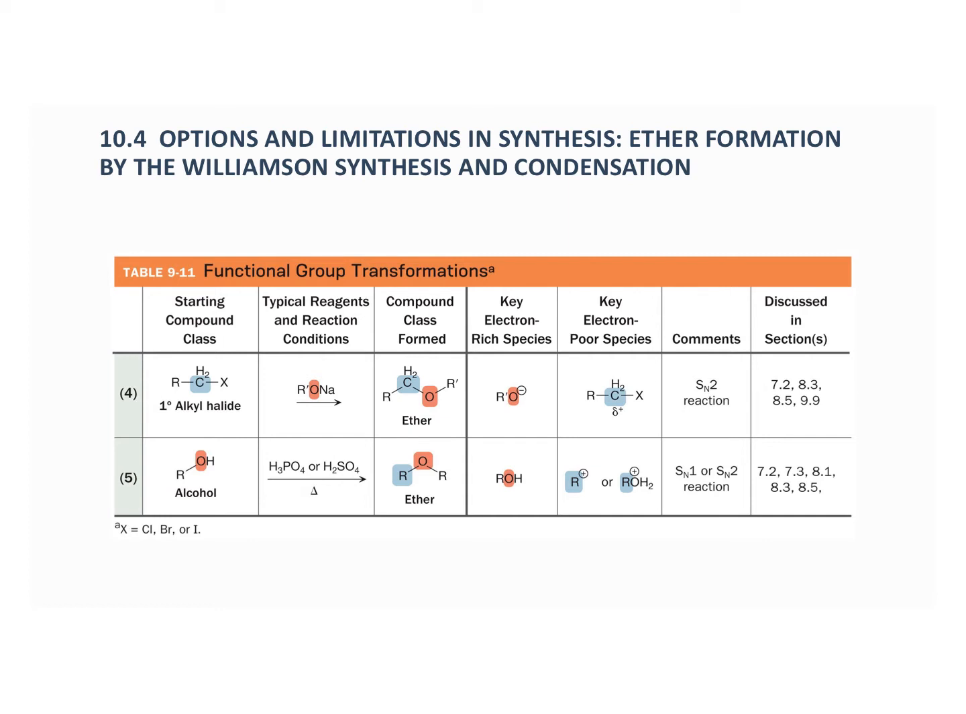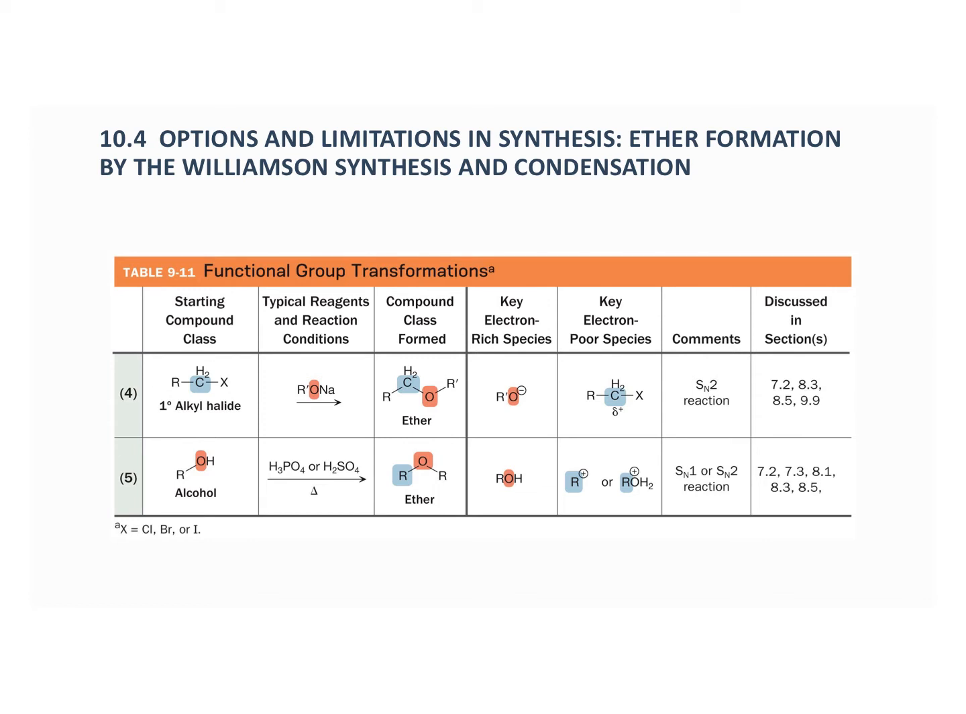So, for example, we've really only learned 2 reactions in Chapter 9 that produce an ether. And so these sections are talking about how can we produce ethers. We've learned 2 reactions. These are entries 4 and 5 in Table 9-11, which is also Figure 10.3. And so when we decide to synthesize an ether here, we have to ask ourselves which reaction would be the best one to synthesize an ether.